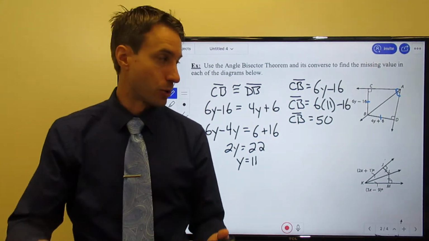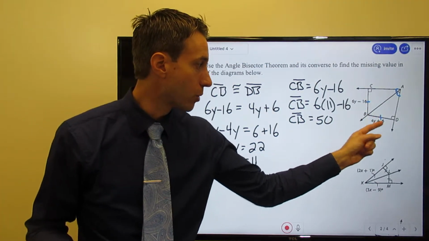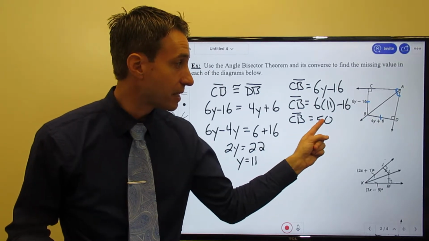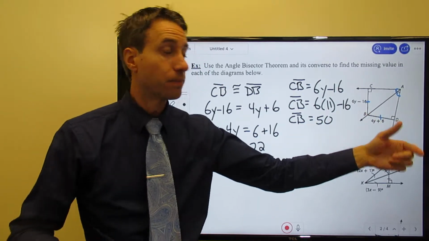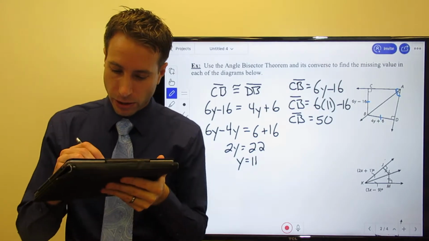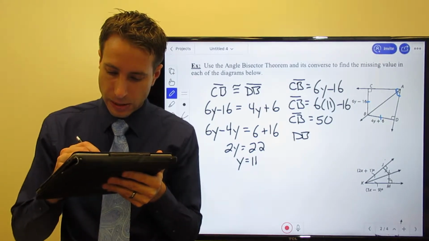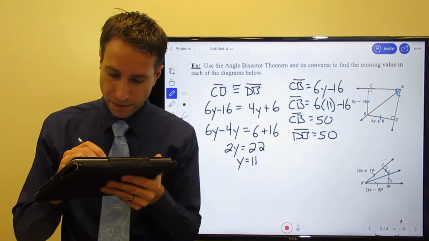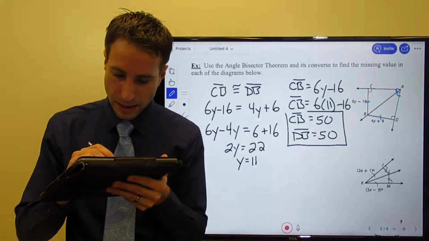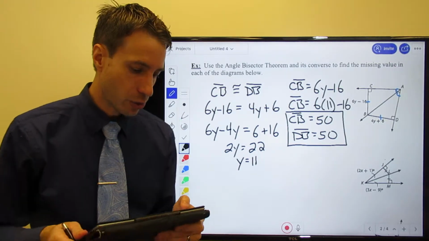50. Now here's what's interesting. These two sides are congruent. So if CB is 50, what is DB? It has to be the same. They're congruent, so DB is also 50. All right. Anyway, that's how these work. Let's go ahead and do another one.